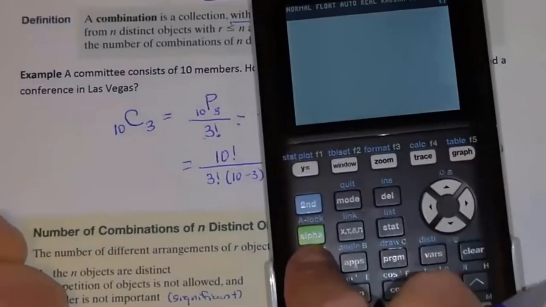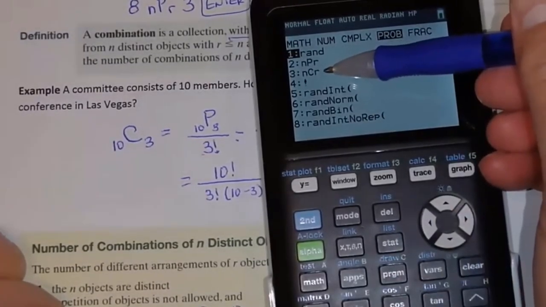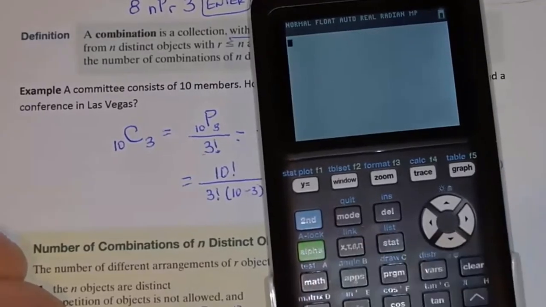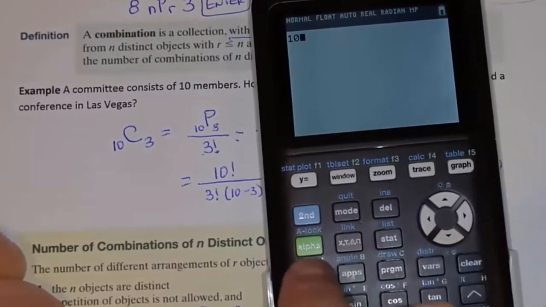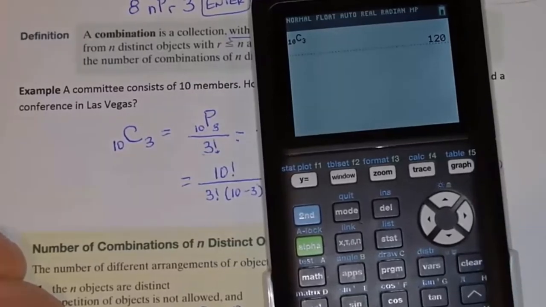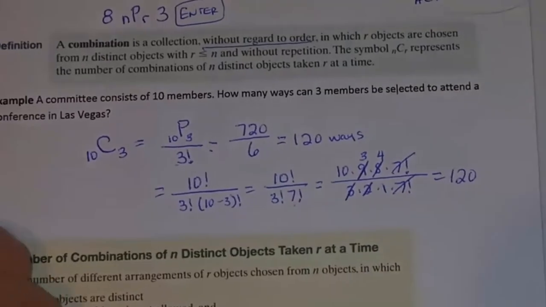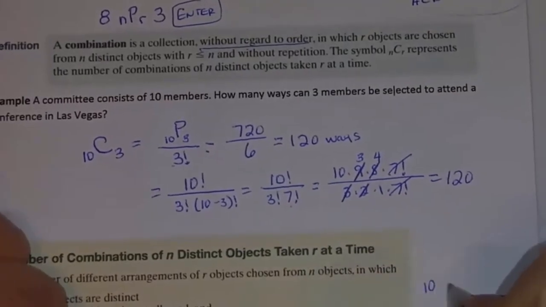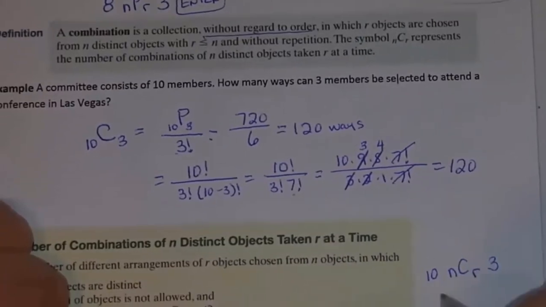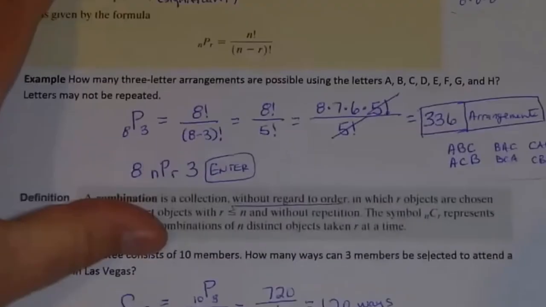On our calculator, like we had the permutation command, we also have a combination command. It's option 3 on my calculator. So if I do 10, math, probability, combination 3, the calculator will calculate that for me. That's 120. And again, if you have an older calculator, the command would be 10 nCr 3. That's how it would look, and you press enter. And it'll give you the 120.